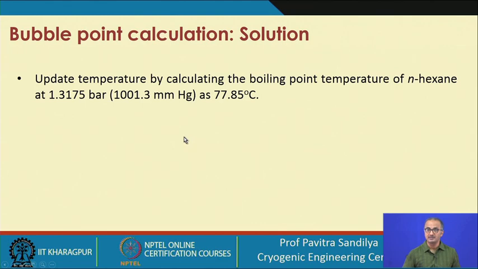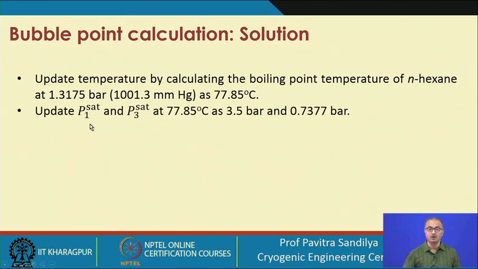Once we get that updated pressure, we again go back to the Antoine equation, and at that pressure we find the updated temperature as 77.85 degrees centigrade. Again with this value, we update the vapor pressures of the other two components, and we find that they now come out to be 3.5 bar and 0.7377 bar. That means basically we are updating the values of the temperature and the pressure by these iterations.